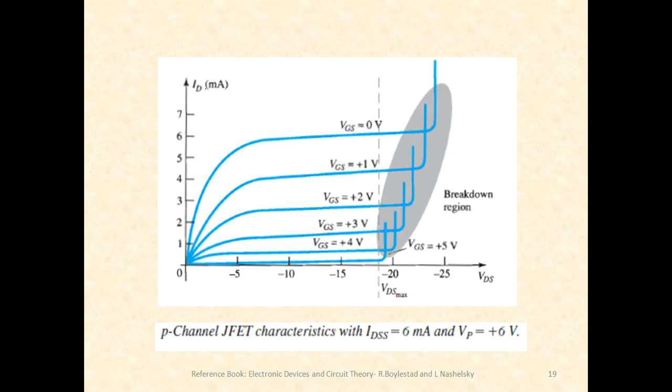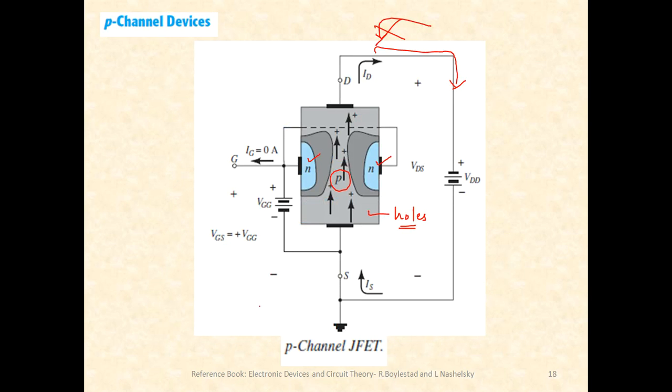Okay, so just observe. It is again the same thing, ID versus VDS. Here VDS, the increments are negative. Okay, negative increments, right? And it is quite obvious why VDS is negative, because just observe, the channel is of P type. If I apply a positive voltage to the P channel, then it will not get reverse biased. I'll have to apply negative voltage to the P channel, right? So you can just observe it. I am applying negative voltage.